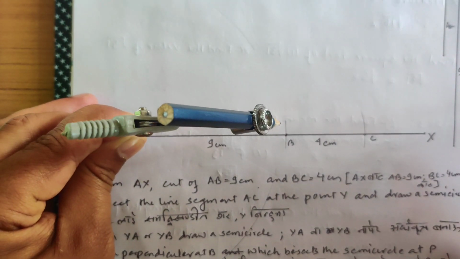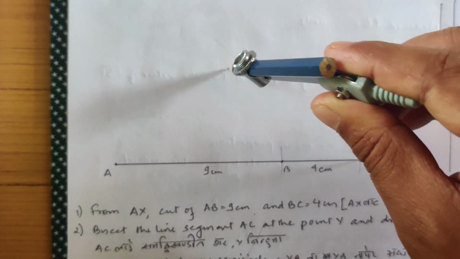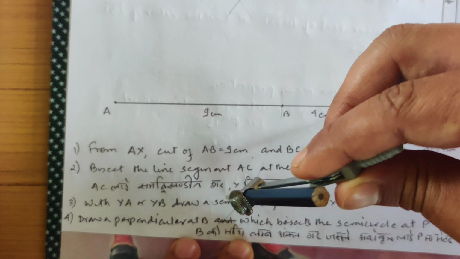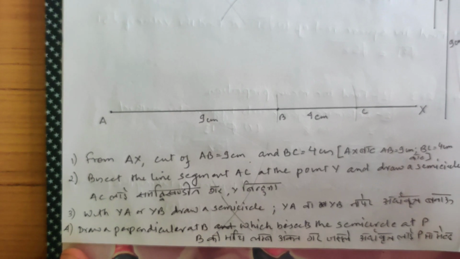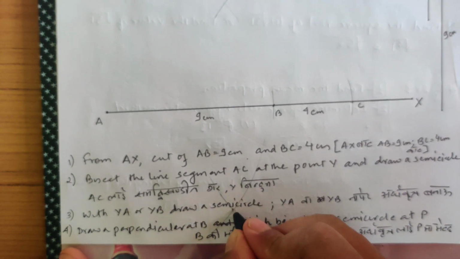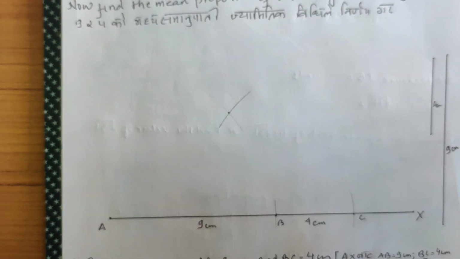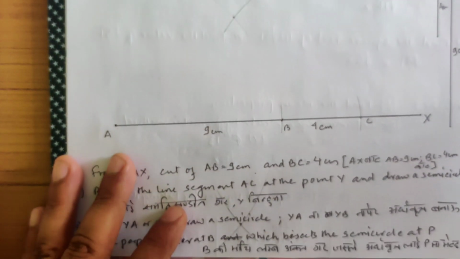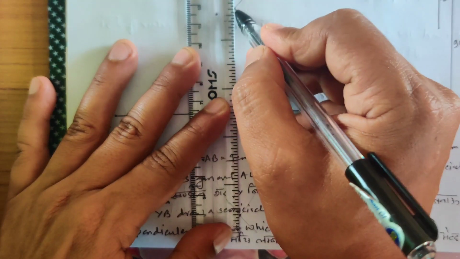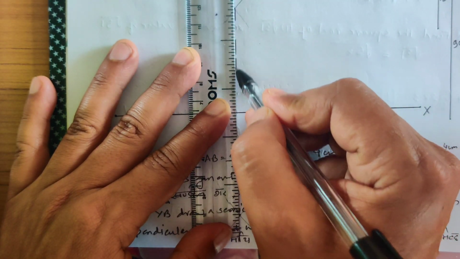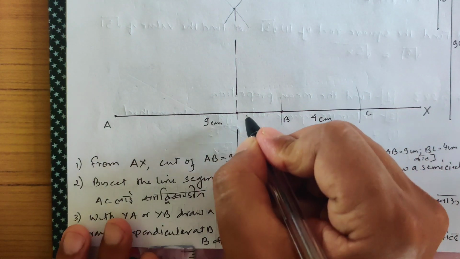Now since I'm bisecting AC, keep my compass in C and bisect the top arc and the down arc. I hope everyone can see this. Can you see the meeting point of both arcs here? And here. Now since I'm trying to find the midpoint, I can show you both the arcs. So I'm bisecting the line segment, yes, at the point Y. So name it Y.